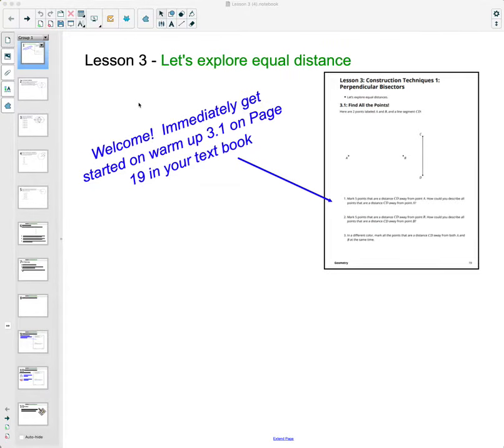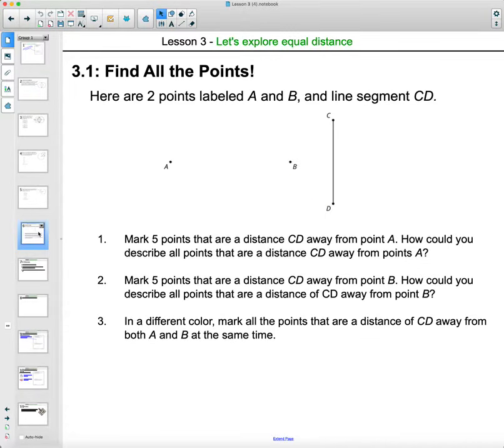In lesson 3, we are going to look at construction technique number 1, which is constructing perpendicular bisectors. So there's an activity at the bottom of page 19 in your workbook. In this activity, it asks you to mark 5 points that are CD distance away from A. Then it asks you a question about it. So go ahead and pause and work on all 3 of these questions, and then you can come back to the lesson and see how to do it.